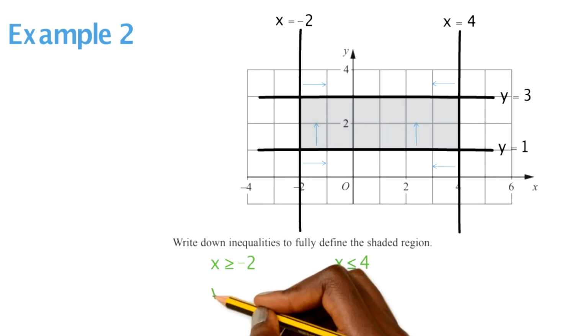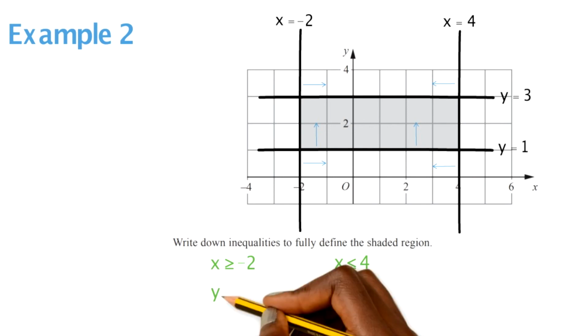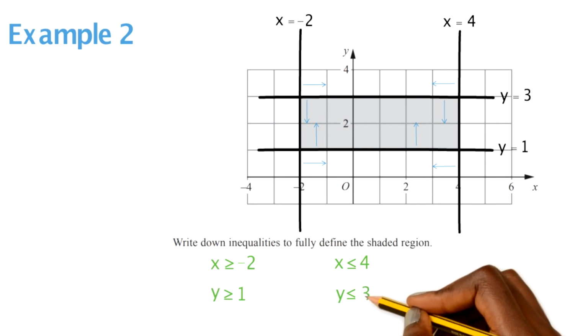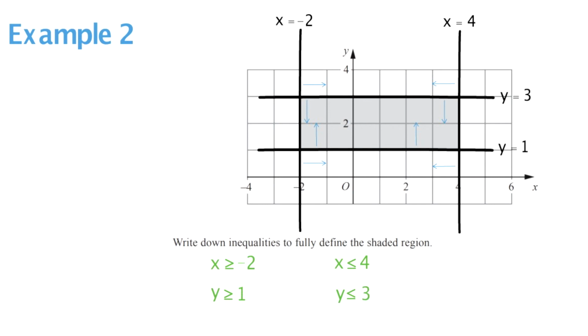And then we're going to do the same for the other lines. The other one is going to be y is greater than or equal to 1, because again, it's showing the higher numbers of that. And then the other one is going to be y is less than or equal to 3, because it's showing the values below that line. So I use the arrows to help illustrate which areas are being covered by the inequality.